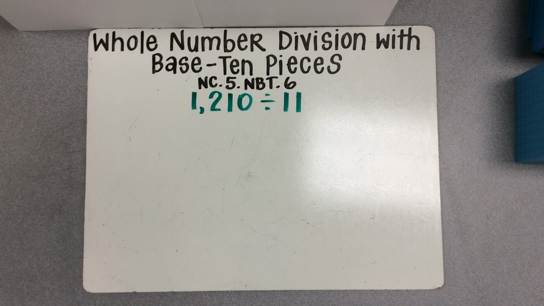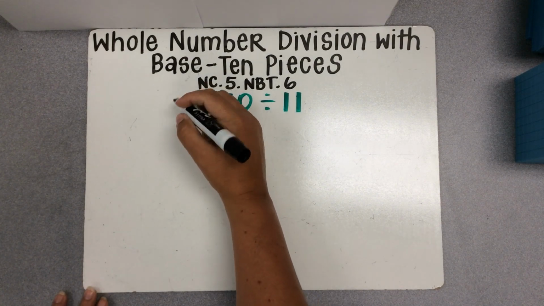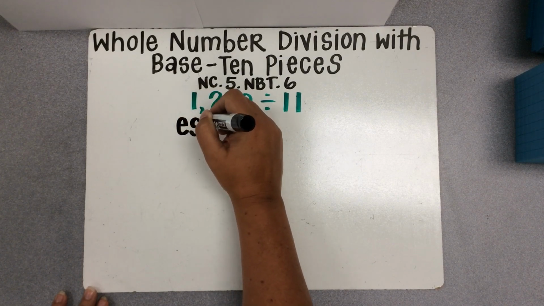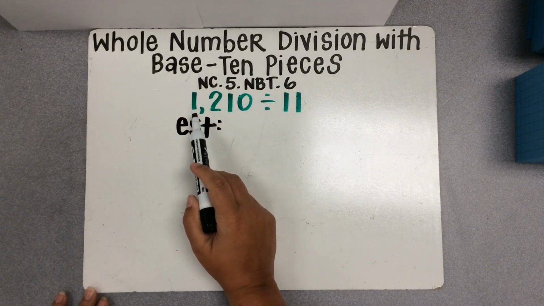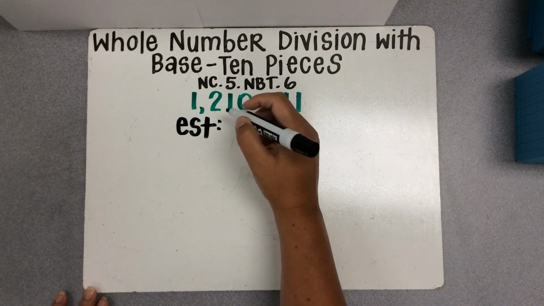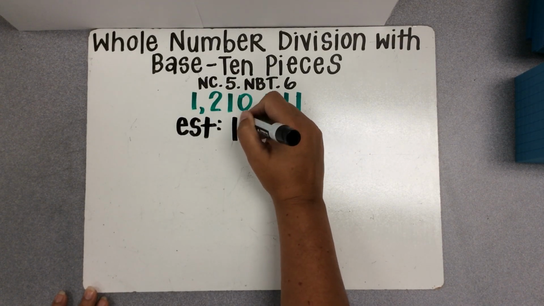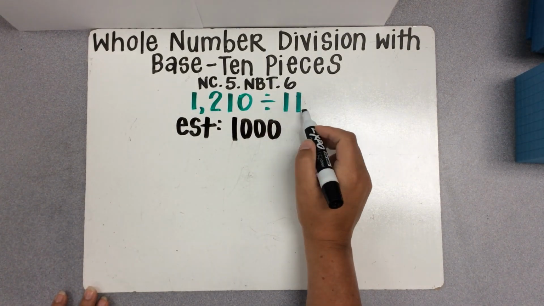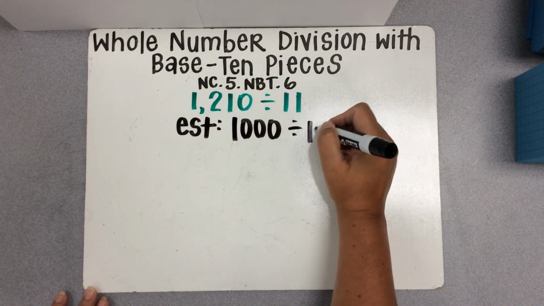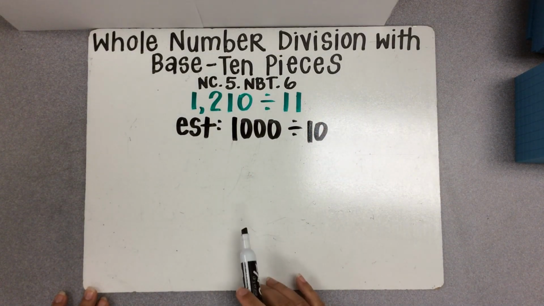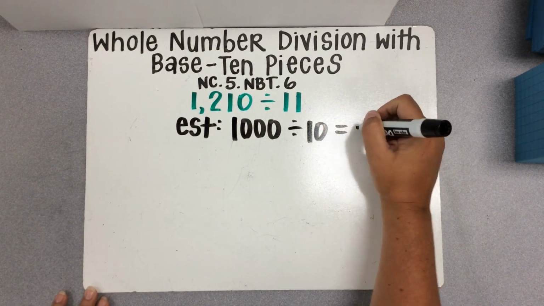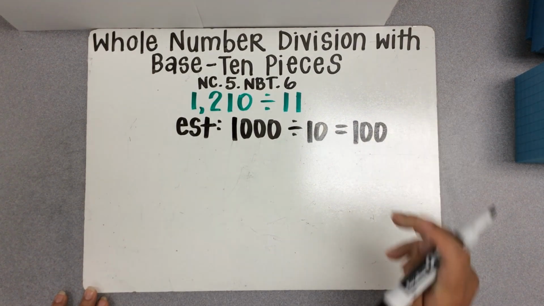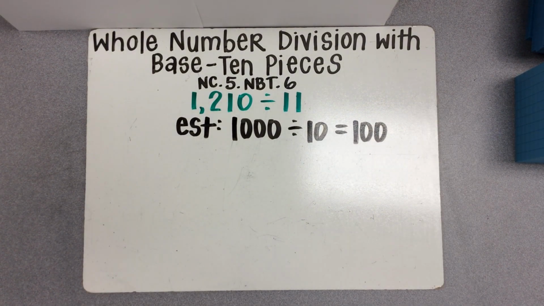Let's begin by taking a look at 1,210 divided by 11. To begin with, we'll estimate so that we can check the reasonableness of our final answer. I see that 1,210 is close to 1,000. That would be a friendly number to work with mentally. And 11 is close to 10. And I know that 1,000 divided by 10 is 100. And so this lets me know that our answer will be close to 100.